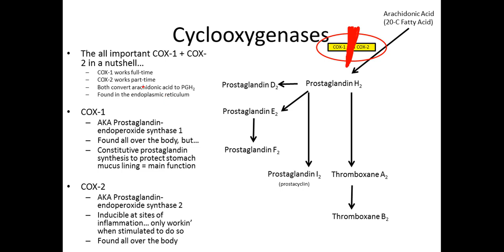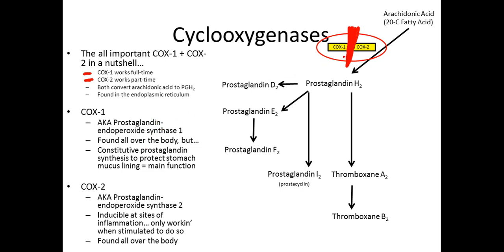In a nutshell, the basics of the difference: COX-1 is going to work full time. It's going to be our hard-working enzyme, while COX-2 can be induced. It'll work part-time. Both are going to do the exact same thing. They're going to convert arachidonic acid into prostaglandin H2, which we'll talk about as our gatekeeper. So they're both going to have the same function. They're both going to be found on the endoplasmic reticulum.